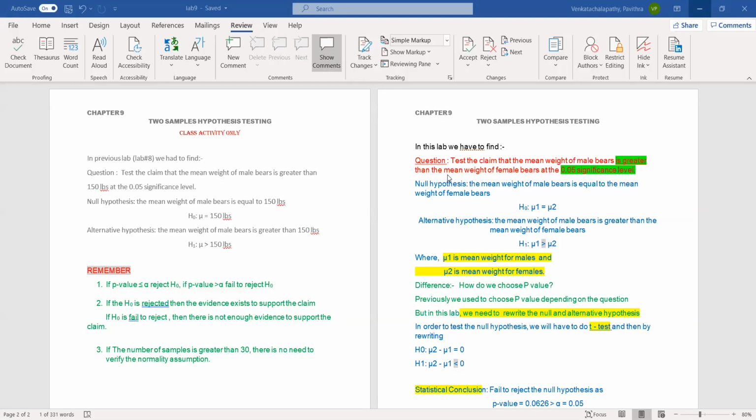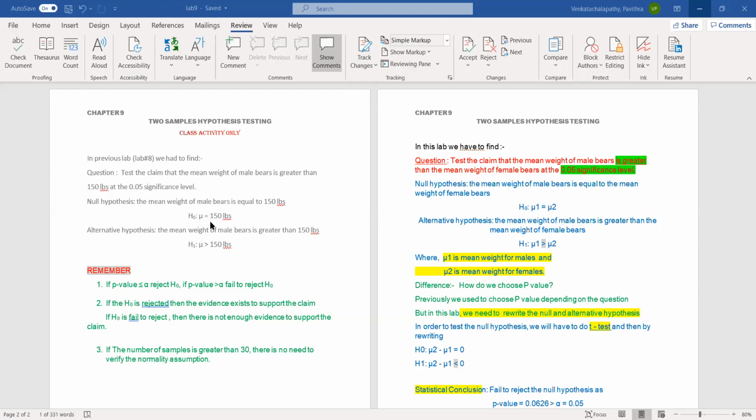But in lab 9, we will be having two independent variables and we will be comparing them with each other, because we do not have any hypothesized value here. So this is the difference between the two labs. Here there was only one sample, here we'll be having two samples and we are going to do hypothesis testing for that. So when we had this as a question, this is how we represented our null hypothesis.